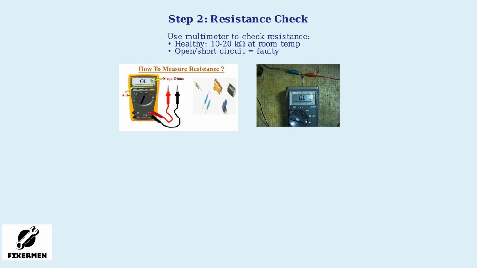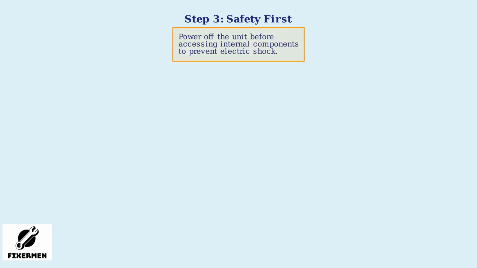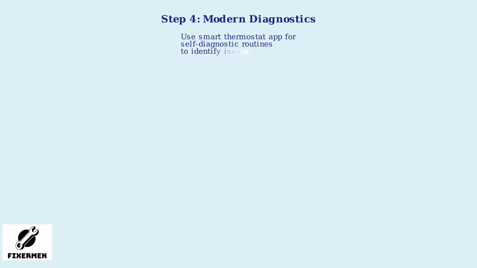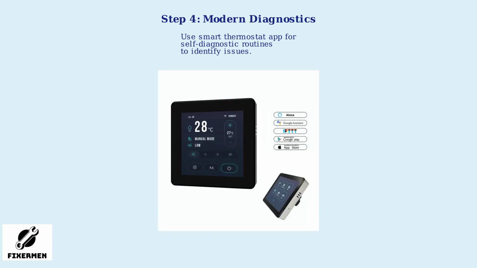Start by visually inspecting the outdoor coil temperature sensor and its wiring for any signs of damage, corrosion, or loose connections. Next, use a multimeter to measure the sensor's resistance. A healthy sensor typically reads between 10 and 20 kiloohms at room temperature. An open circuit or short circuit indicates a faulty sensor. Always power off the unit before accessing any internal components to ensure safety and prevent electric shock. Modern thermostats with app integration may offer self-diagnostic routines that can help pinpoint the problem quickly.